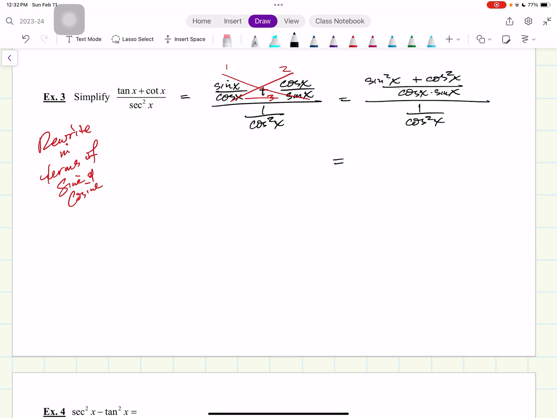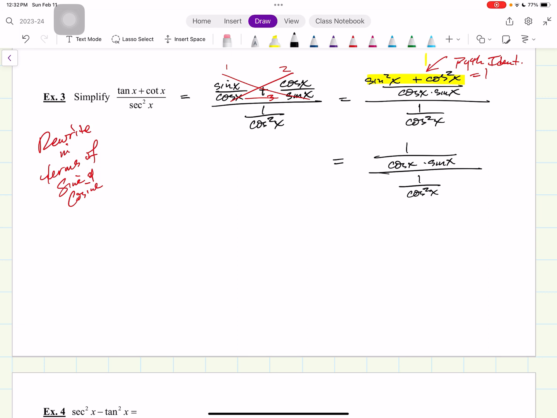But take a look at it, and the numerator up here is screaming at you. It says, who am I? And this right here is your Pythagorean identity. Identity, it's equal to 1. So up top we have 1, and then we have cosine x times sine x, and this we're dividing by this fraction called 1 over cosine squared x.